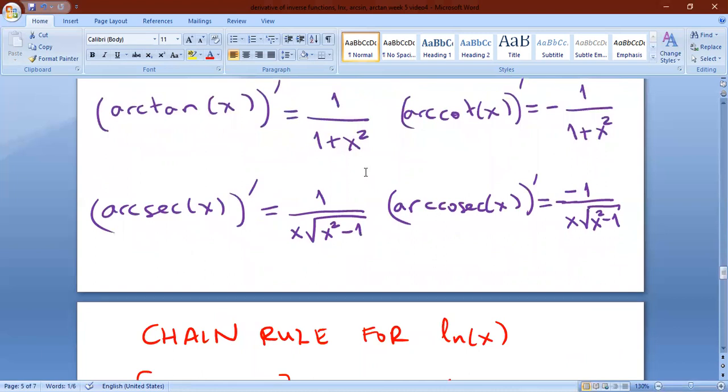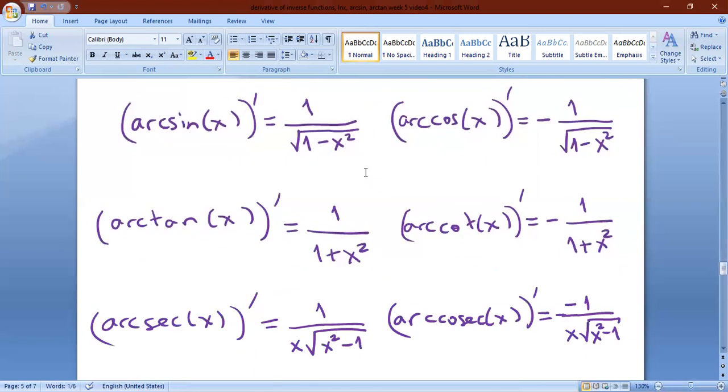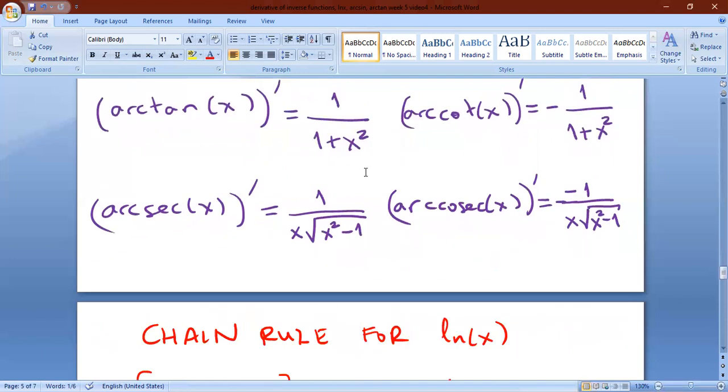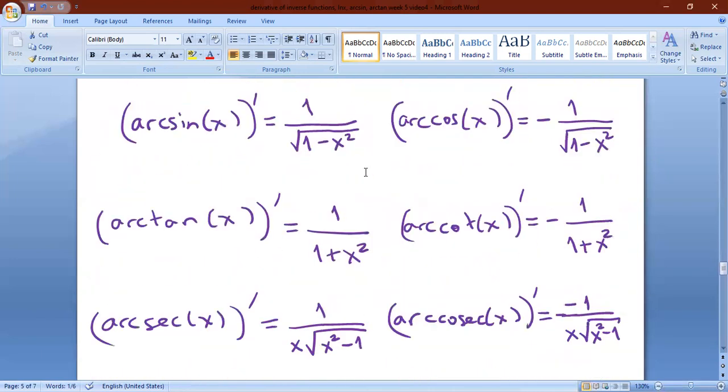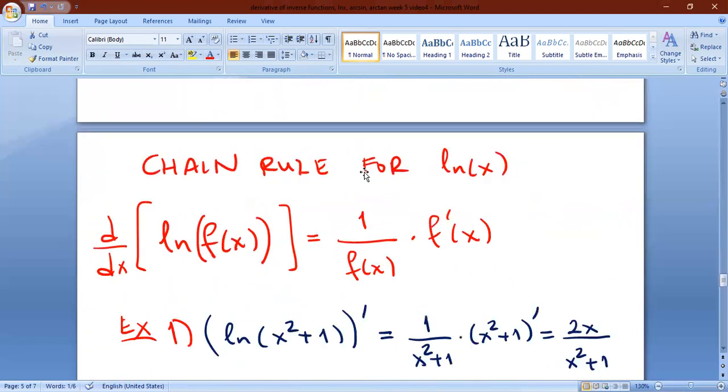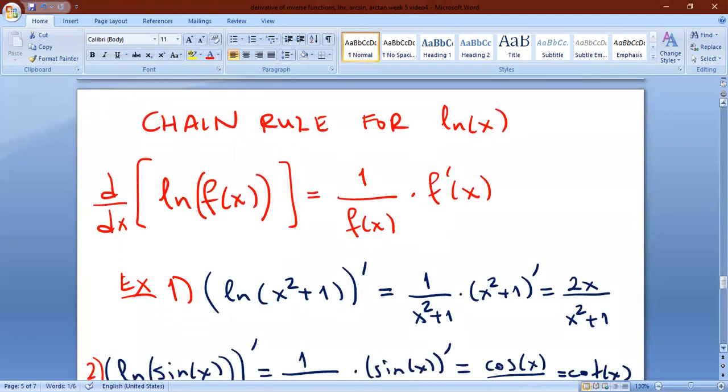And these formulas will be necessary, especially when we are talking about integrals. So it may be important to remember these functions. Now, finally, let's talk about the chain rules for these functions we have found. For instance, the chain rule for ln of x. The derivative of ln of f of x is 1 over f times f prime. So 1 over whatever is inside the ln times f prime.